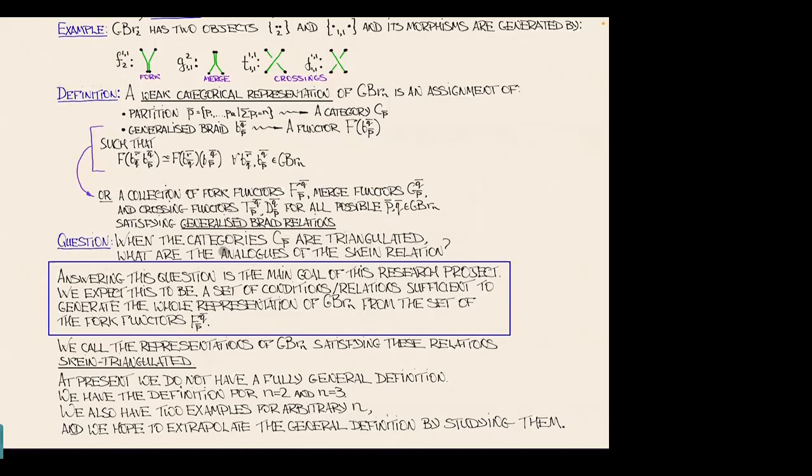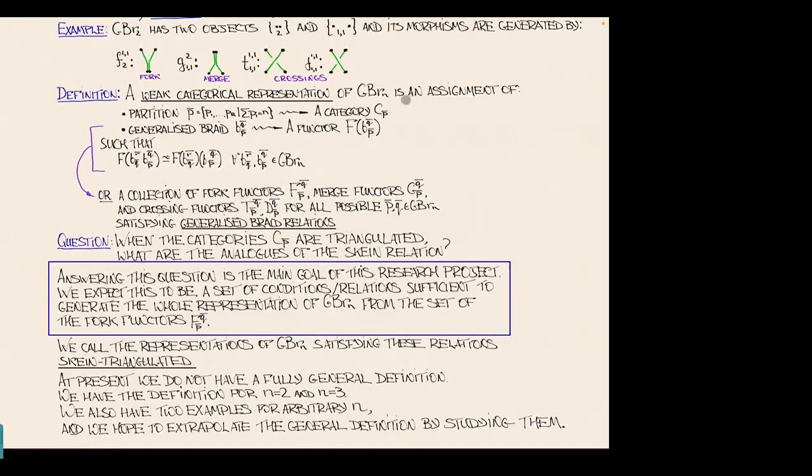for example, what are the analogs of the skein relation? Are there any simpler relations? Because imposing relations on this level is not making full use of the data you have.